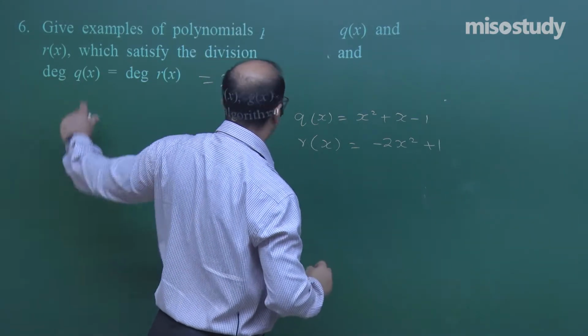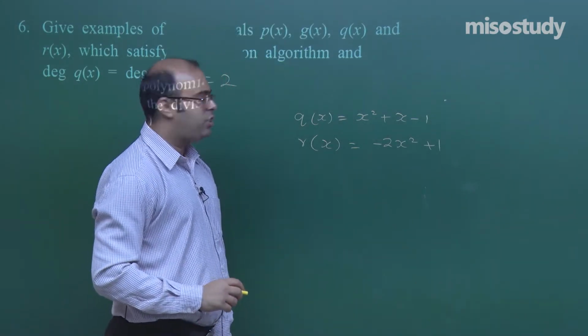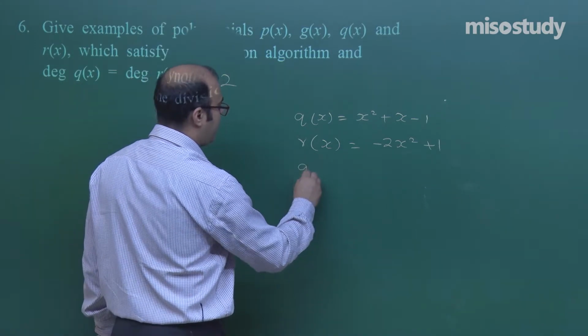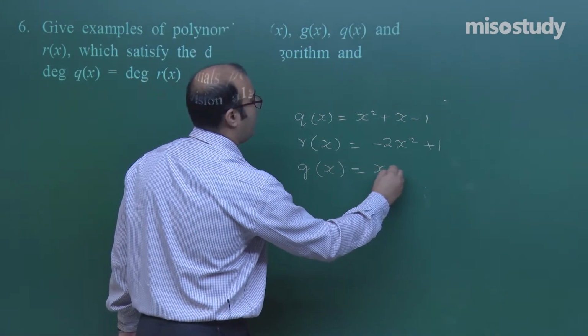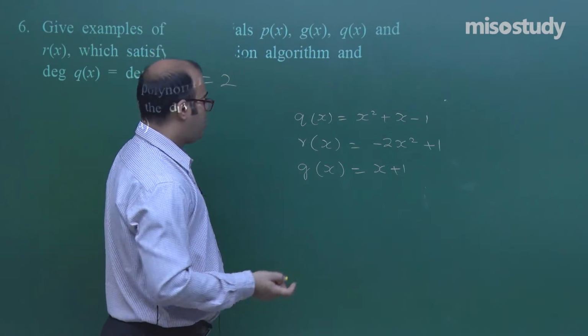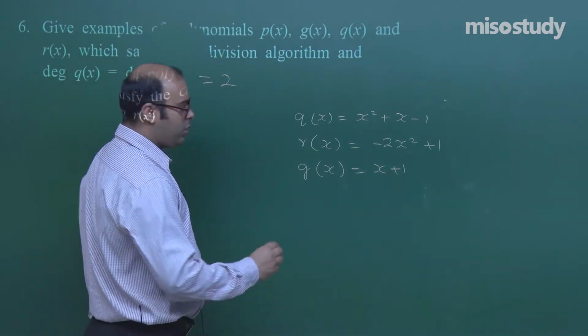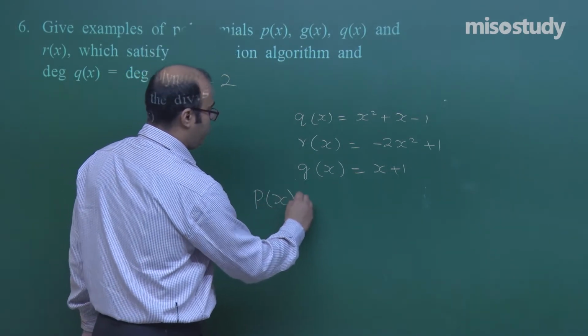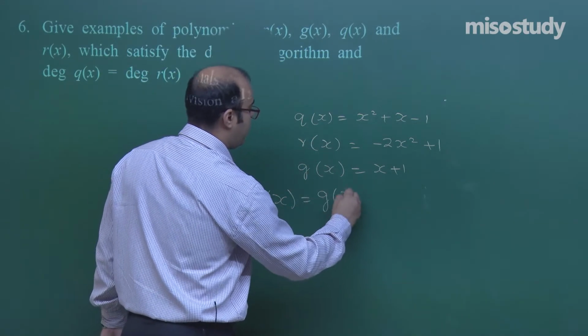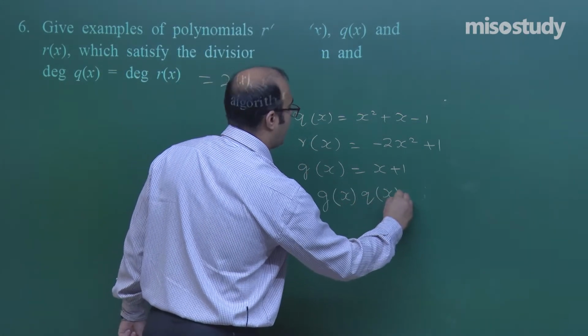So this condition is true. Now we have to decide p(x) and g(x). So let us take g(x) is equal to x plus 1. I have taken my own, you can take your own g(x). Now according to the division algorithm, p(x) can be obtained. So p(x) is equal to g(x) into q(x) plus r(x).